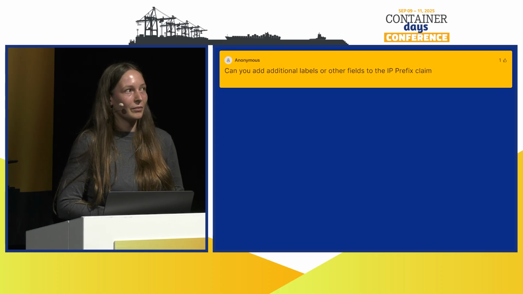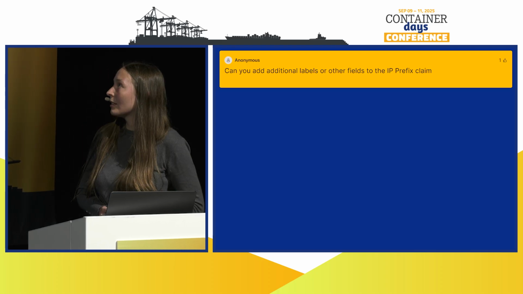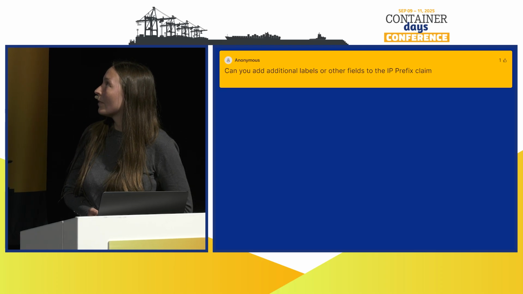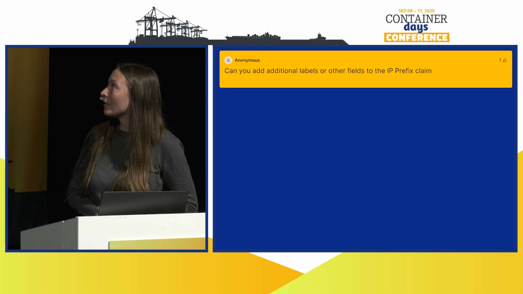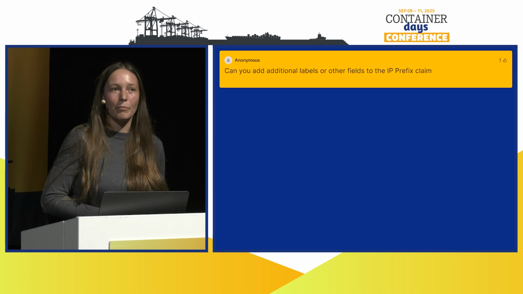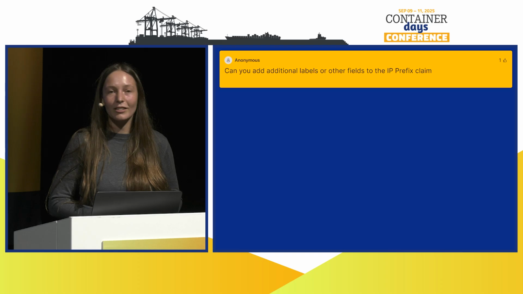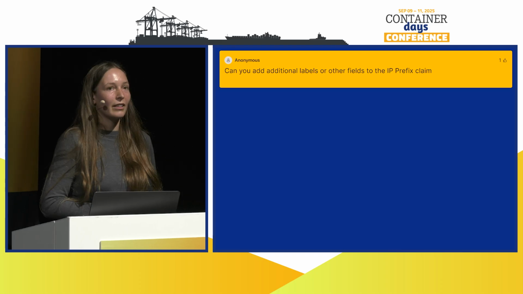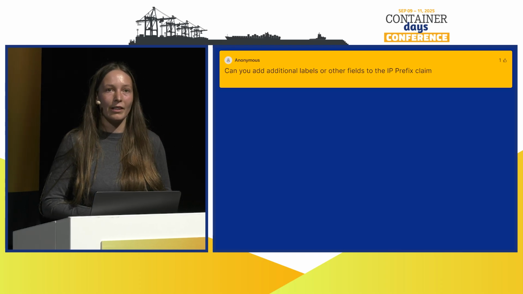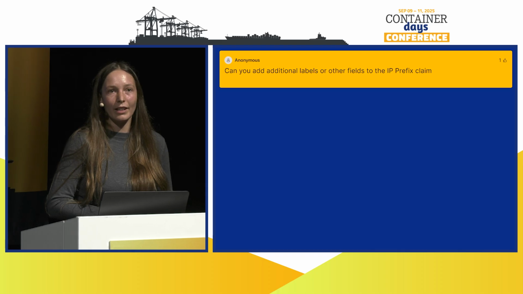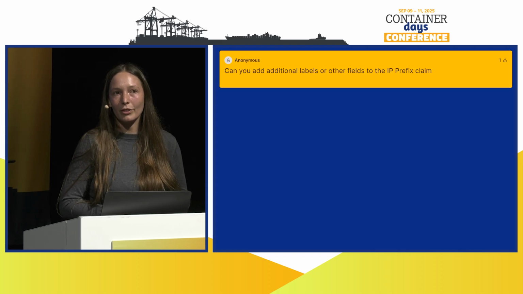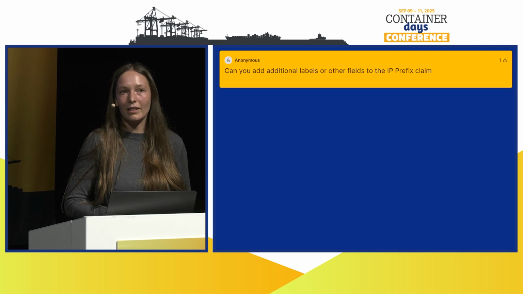Can you add additional labels or other labels to the IP prefix claim, like in the parent prefix selector? Yeah, basically all the custom fields are available, and some from the built-in NetBox fields. And it could be easily extended.